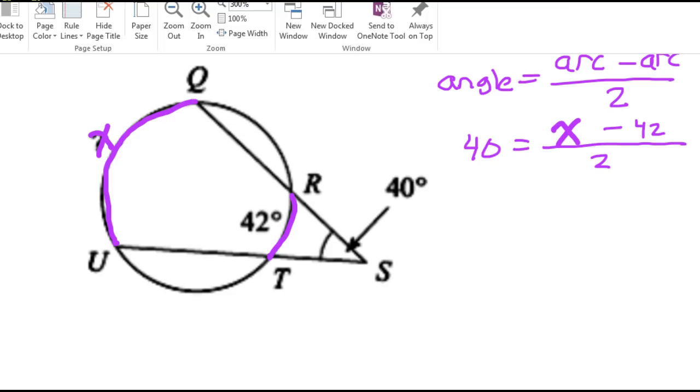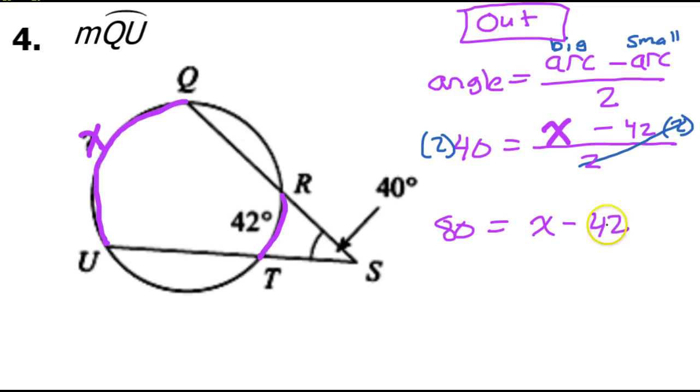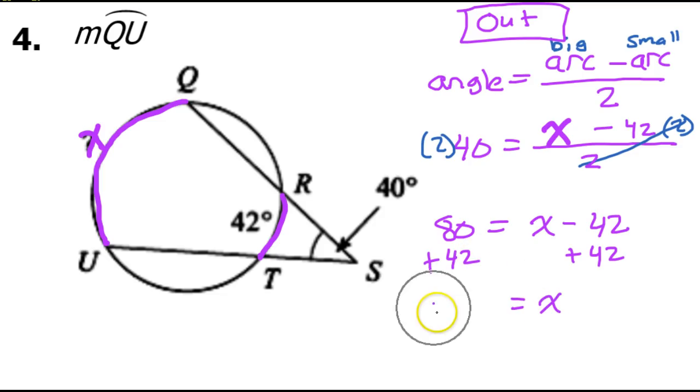So it's just a matter of solving this equation. Now, we need to get x by itself, so the best thing to do would be to multiply both sides by 2. That way you're canceling the denominator out. And that's going to give you 80 is equal to x minus 42. And then we're going to just add 42 to both sides. So that's going to give us x is equal to 122 degrees.